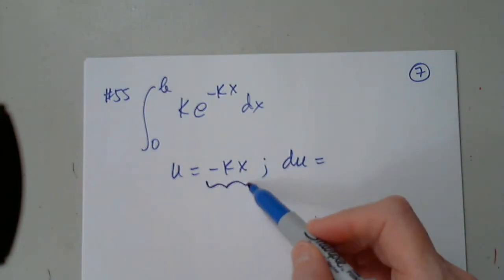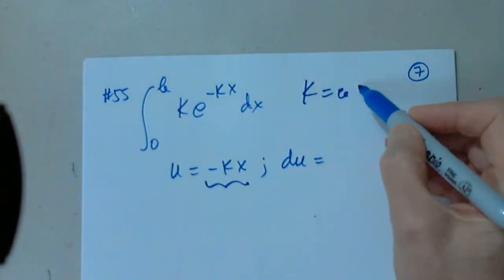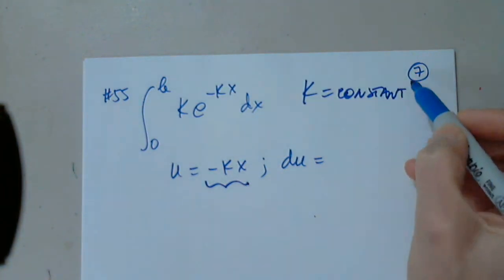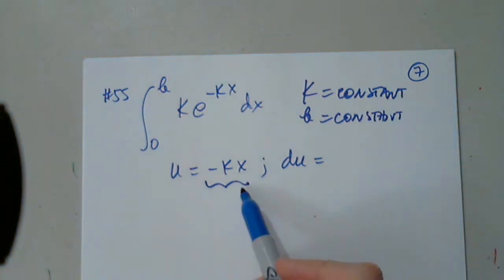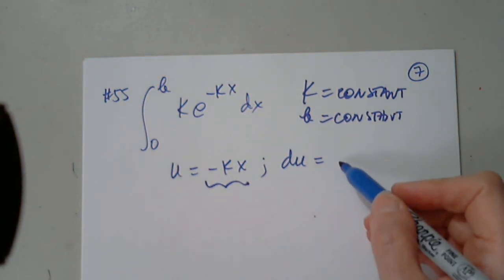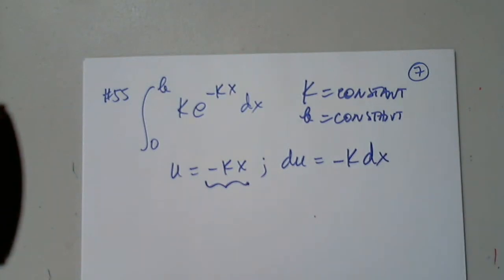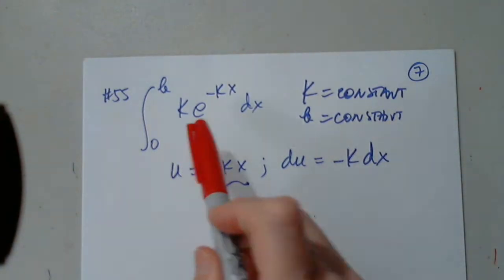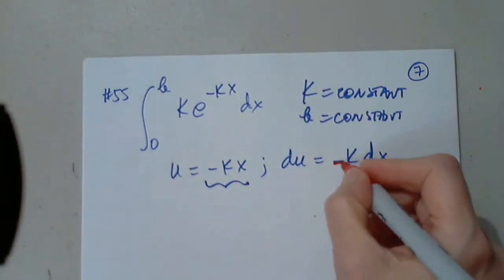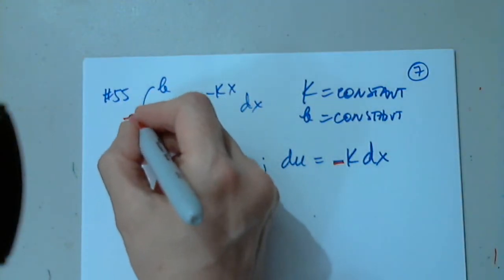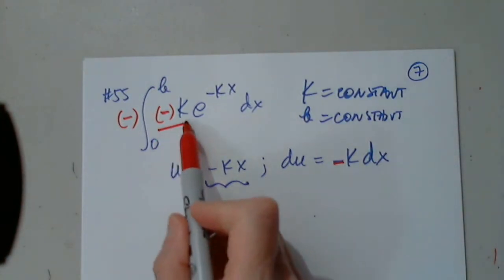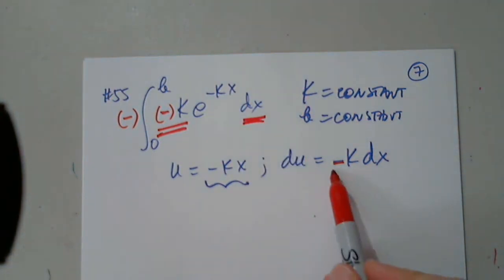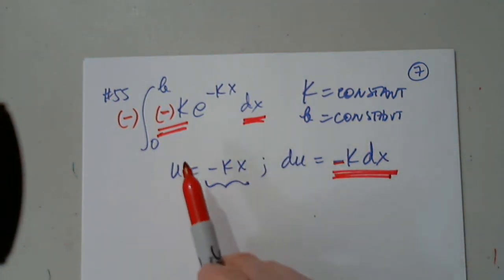So let's differentiate this. Of course, k is a constant, and of course, b is a constant. So when we differentiate this, what do we get? Negative k dx. Very good, awesome. So I have the k, I have the dx. Oh, I have to make up a negative. No problem. Multiply by -1 twice will not change anything. So now I have negative k and dx that make up the du.